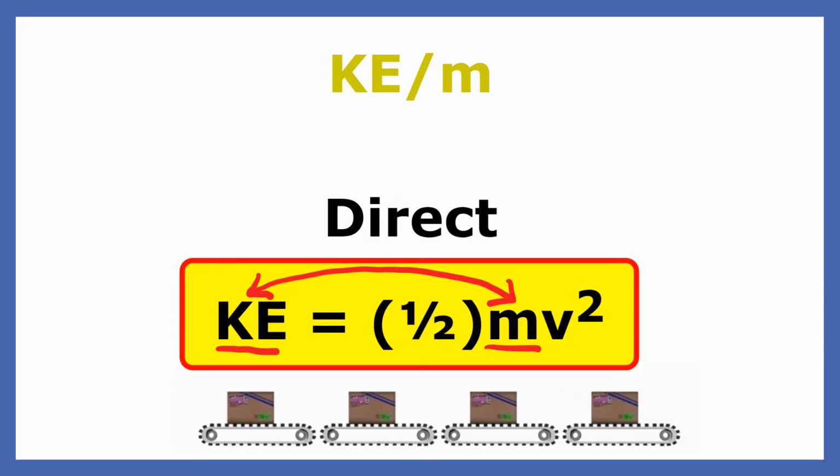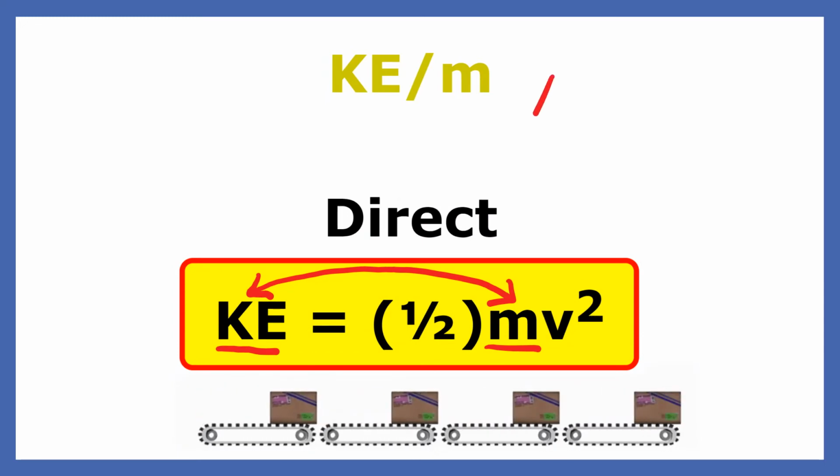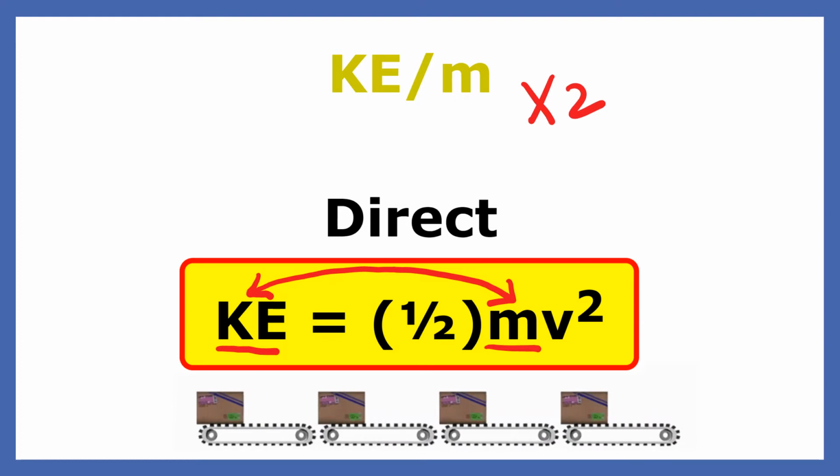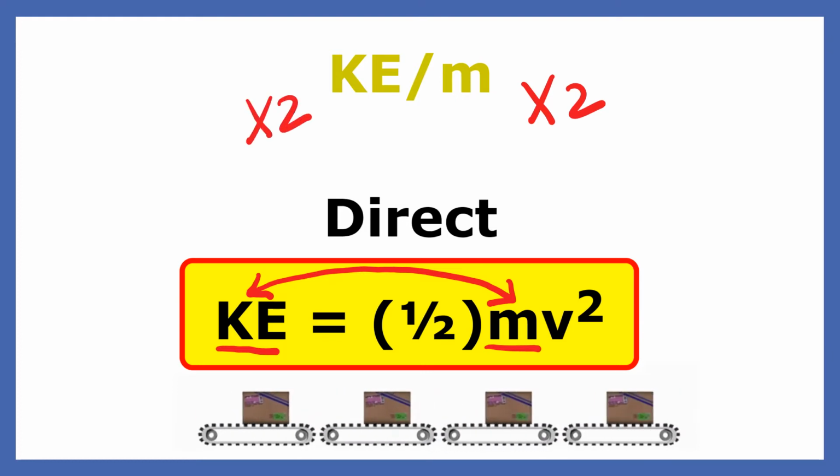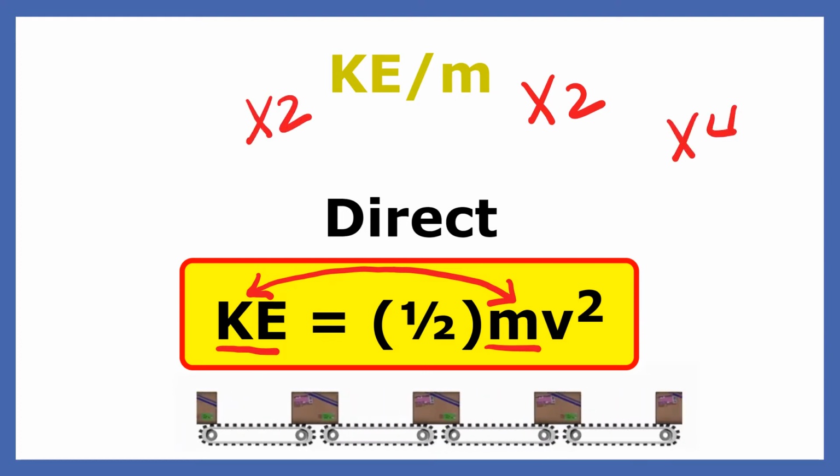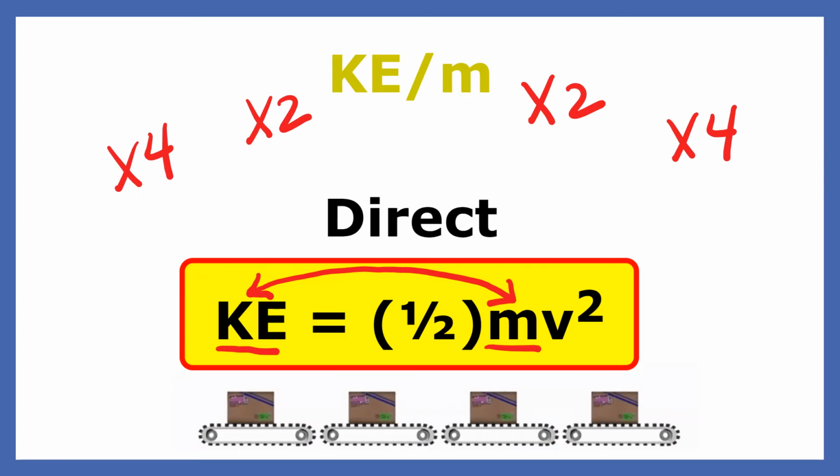Kinetic energy and mass have a direct relationship, so if you double the mass of a moving body, the kinetic energy will double. If the mass of the moving body was quadrupled, its kinetic energy would be quadrupled.